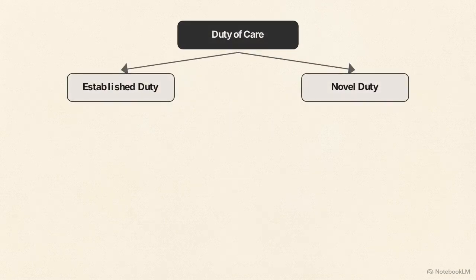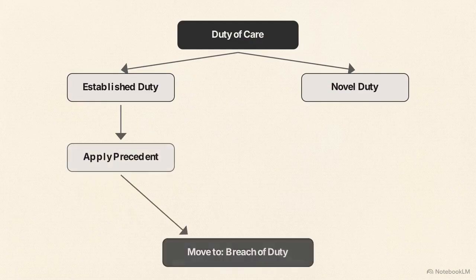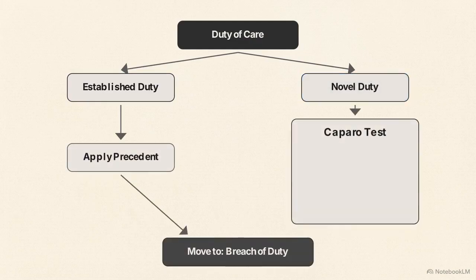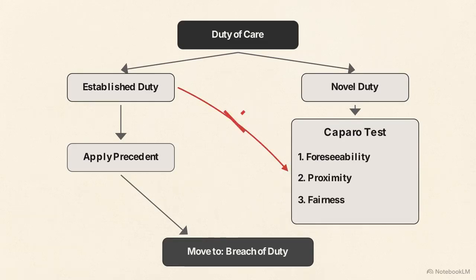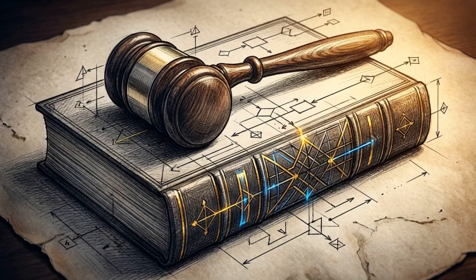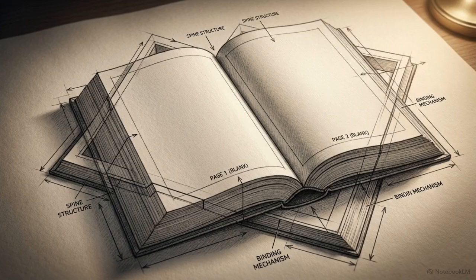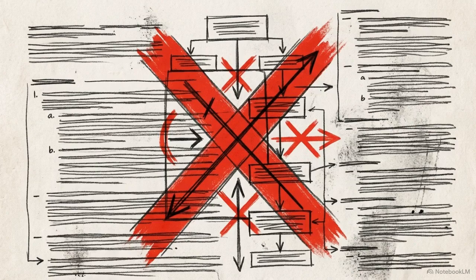We begin with the primary filter, determining if a duty of care exists. For established duties, simply state the precedent and move on. A common error is applying the Caparo Test, foreseeability, proximity, and fairness, to every single scenario. The Supreme Court clarified this in Robinson. The Caparo Test is exclusively for novel situations where no precedent exists. Using it for an established duty is a technical mistake.